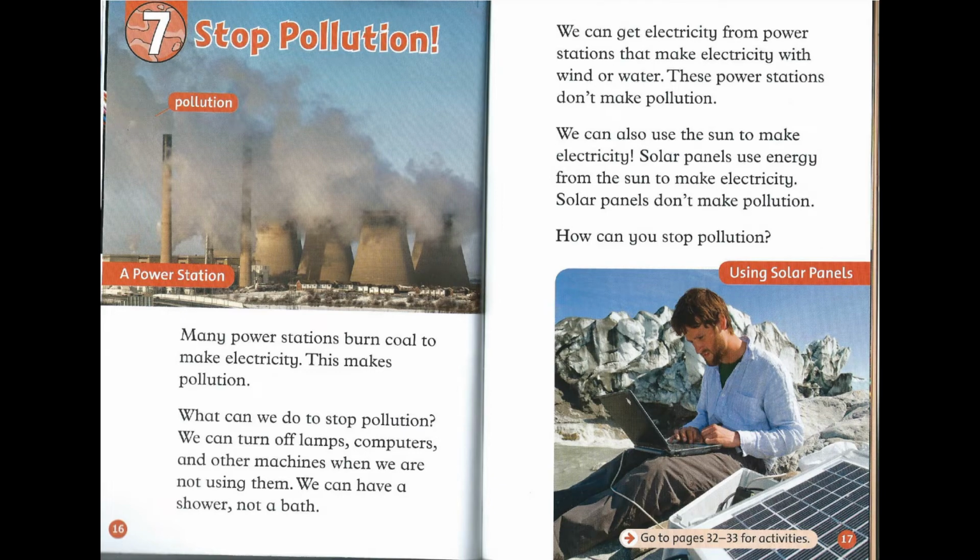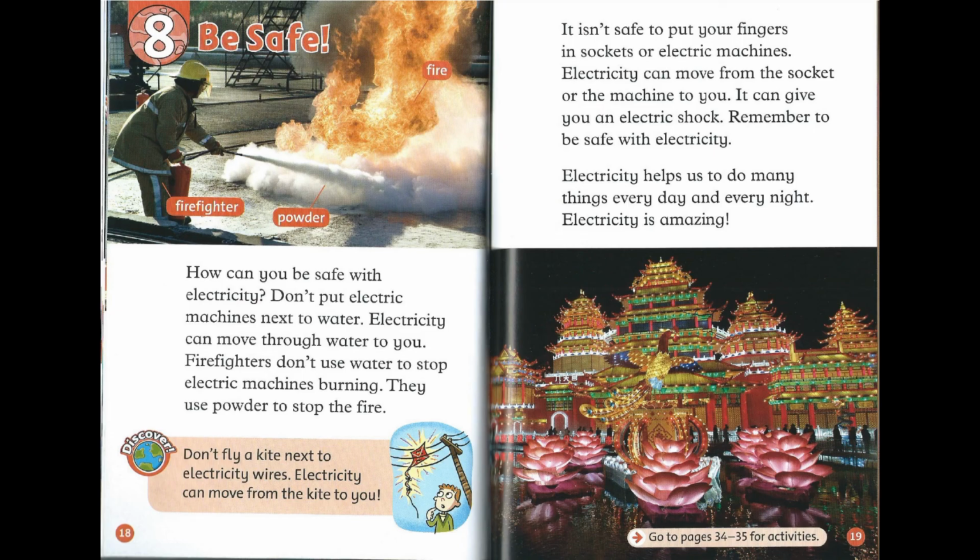Chapter 8. Be safe. How can you be safe with electricity? Don't put electric machines next to water. Electricity can move through water to you. Firefighters don't use water to stop electric machines burning. They use powder to stop the fire. Discover.